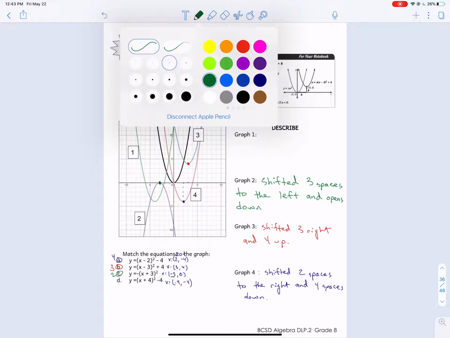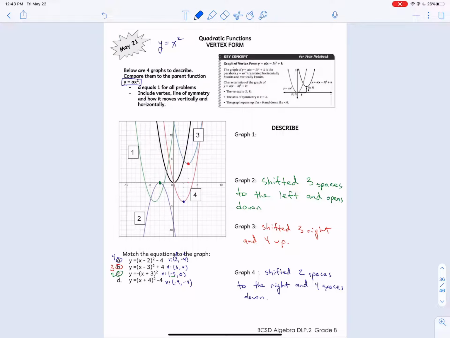Okay, so the last one must be graph 1. So let's see. Let's just look at the graph first. 1, 2, 3, 4, -4, -4. Yep, that's it. So that's graph 1. And that one just shifted, let's see, left 4 and down 4. And we're always starting at the black one. So from that we're going left 4 and down 4.